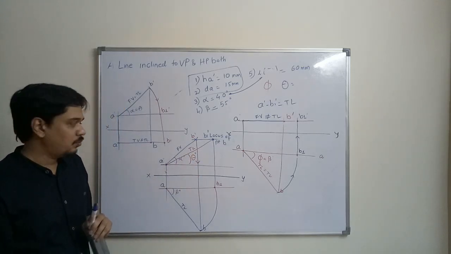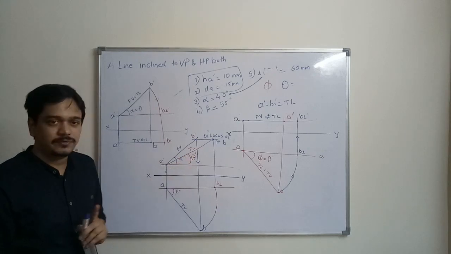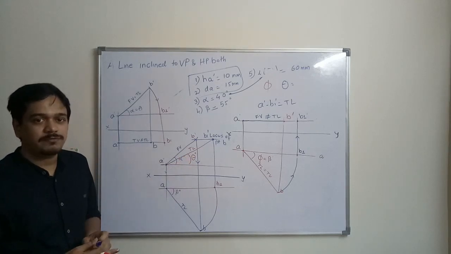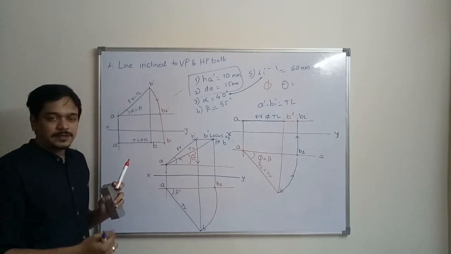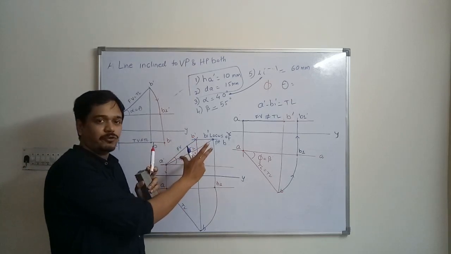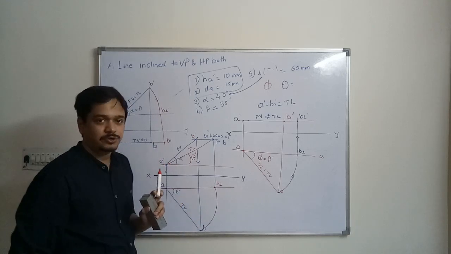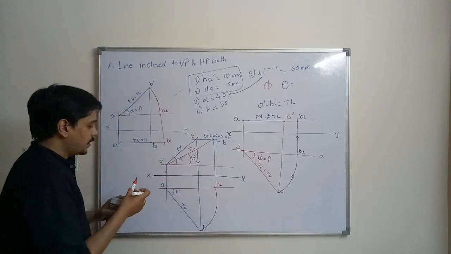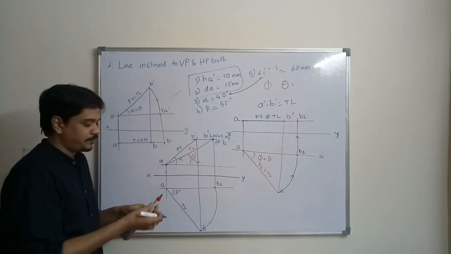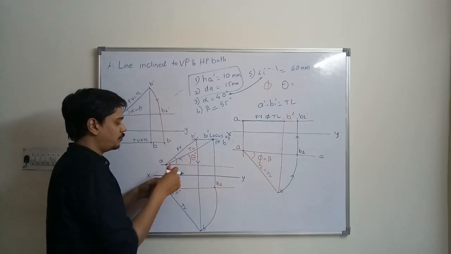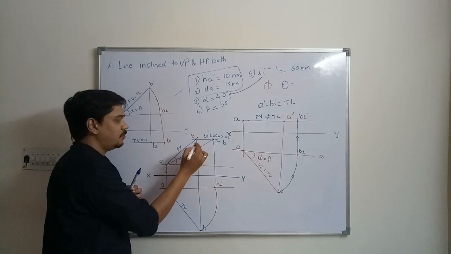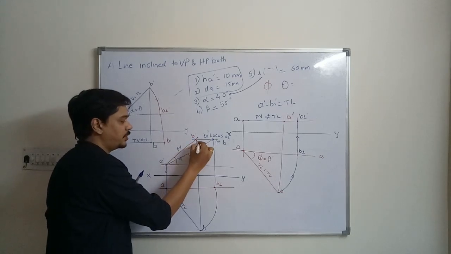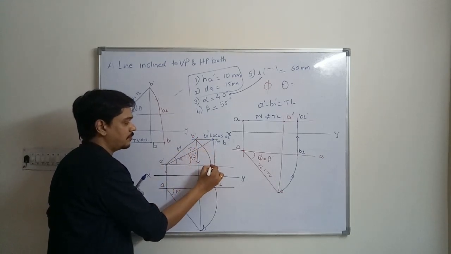So we have found out the true length in front view, and we have found out theta. So how to find out phi and the true length in top view? The true length in front view will be the same as the true length in top view. So how to find out the true length in top view? For that you simply have to rotate the front view. So it will be over here.